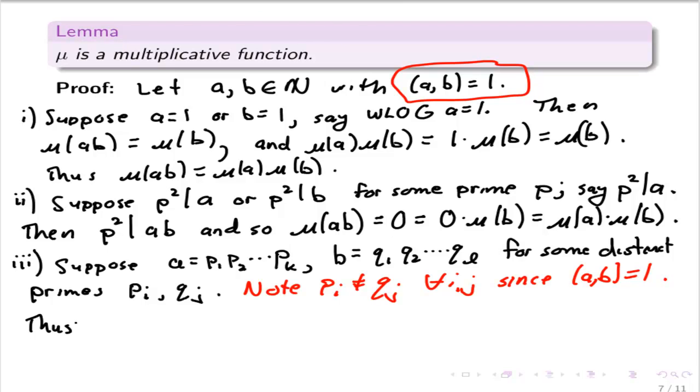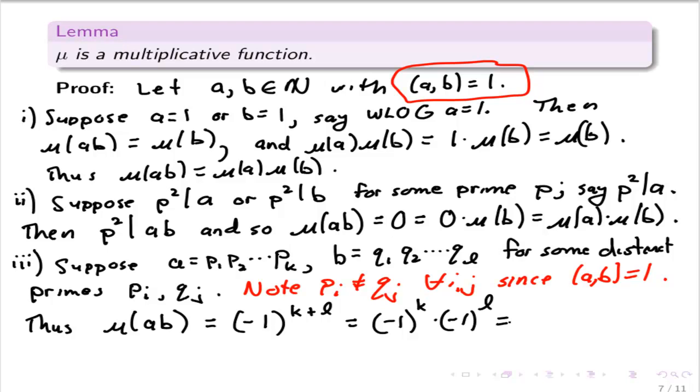Therefore, if I look at mu of a times b, what's the definition? Well, a times b is a product of distinct primes, and so the definition says it's negative 1 raised to the number of primes we're looking at, which is k plus l. Well, that's just negative 1 to the k times negative 1 to the l. And negative 1 to the k is mu of a, by definition. Negative 1 to the l is mu of b, by definition. So once again, mu of the product is the product of the mu's, and so we've established it's multiplicative in all cases.